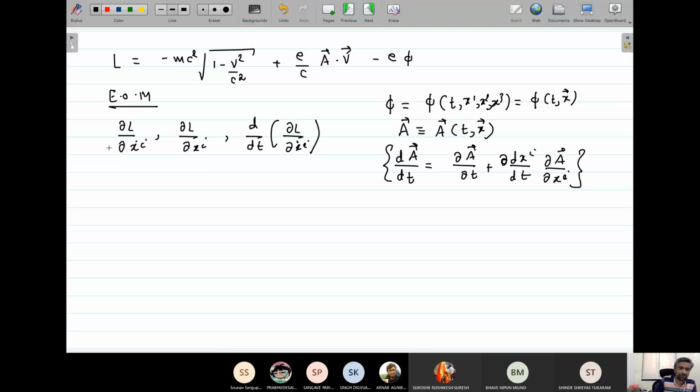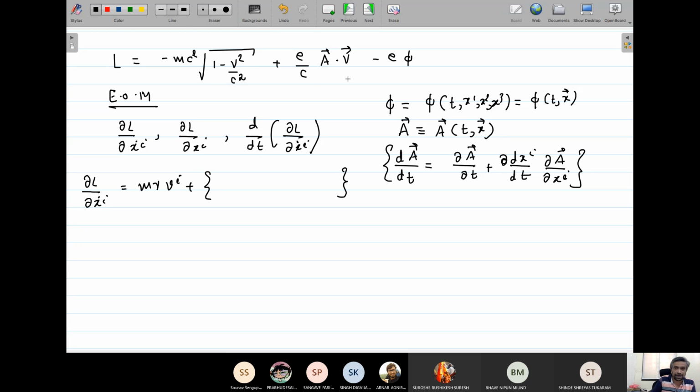With this, let us calculate del L by del x_i dot. The action of del x_i dot on this part we already know. That gives me m gamma v_i. That we have seen, the free part m gamma v_i. I want the extra piece which is coming from the action of del x_i dot on this. So let us see what we get.